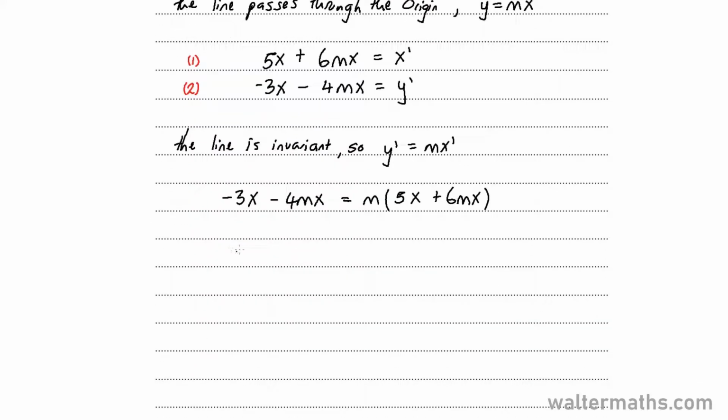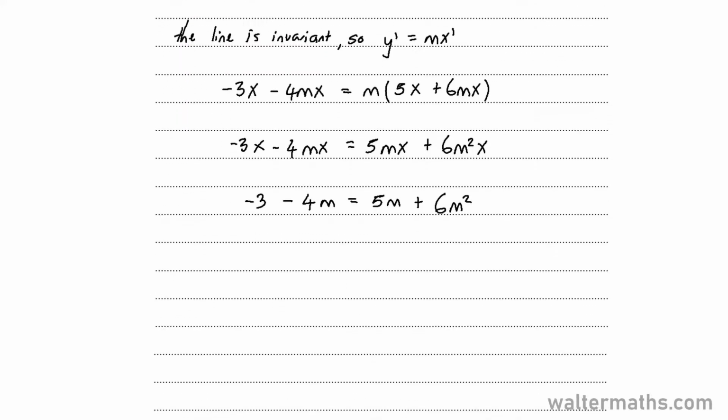So that'll be minus 3x minus 4mx is equal to 5mx plus 6m squared x. Now all the terms have x on them, so we can simply divide all the terms by x, such that we'll be having minus 3 minus 4m is equal to 5m plus 6m squared.